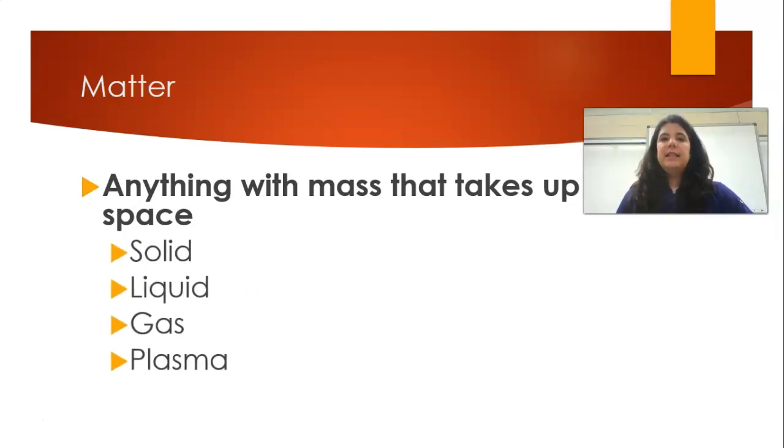But solids, liquids, and gas, each of these 3 things with very distinct characteristics. Plasma is a 4th one that gets mentioned. We won't spend a lot of time with that, but just know that there is, some people say it's a 4th state, some people say it's not really an official state, but it's worth at least mentioning.